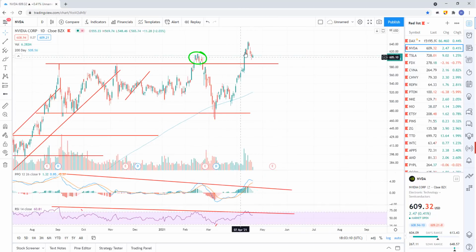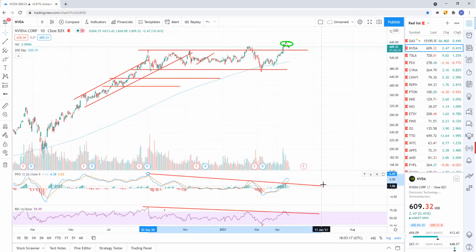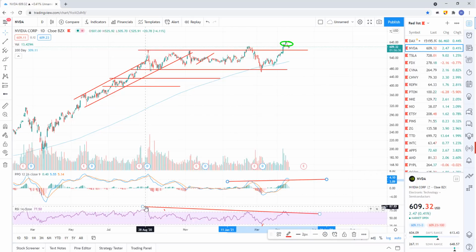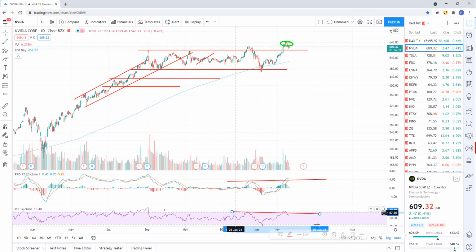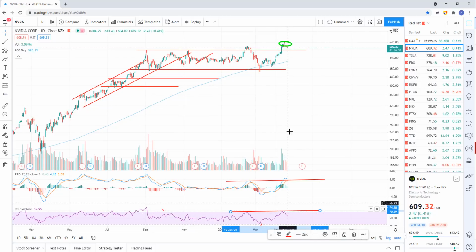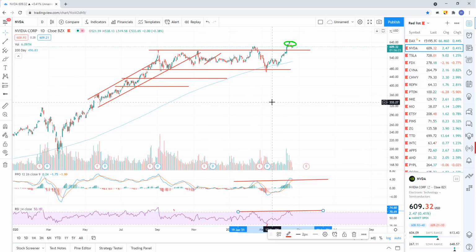We then made a new high right over here. So we'll just kind of circle that. That's a new high. However, not a divergent high. You can see here that basically we're making a new higher high in the PPO, and we made a slightly new higher high in the RSI. So in general, it's not a divergent high. You've got a higher price, higher momentum, no negative divergence. So I'm not really interested in shorting this one.